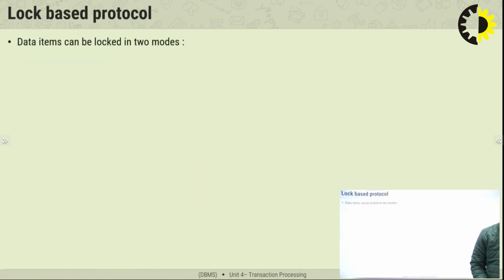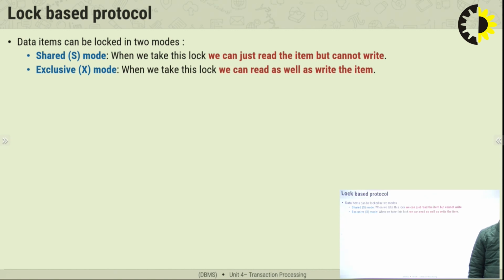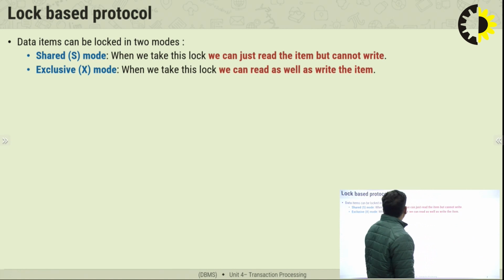Now, based on locking, there is a locking-based protocol. A data item can be locked in two modes. One is shared mode, another is exclusive mode. Shared lock means we can only read the value, we cannot write any value. That is shared mode. If transaction T1 wants to read a particular value, it can read it, and if another transaction T2 also wants to read that value, it can also read it at the same moment of time. So for only read operations we will be using shared lock, which is denoted by S.